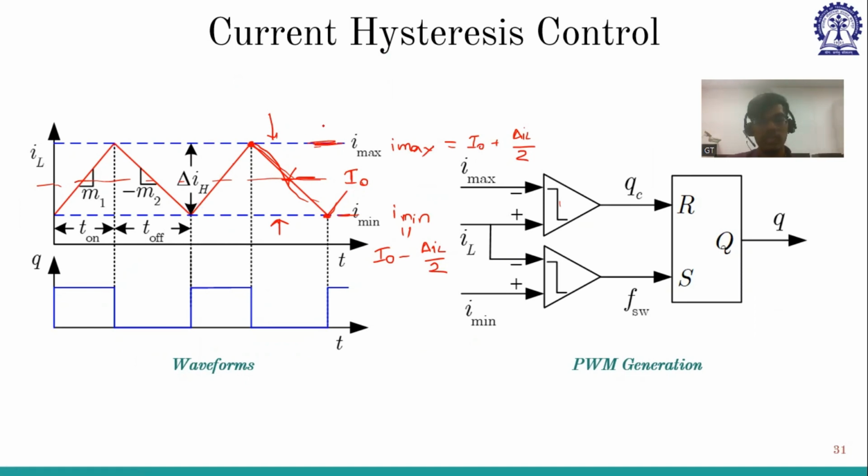Say I naught is 10 amperes, and you want the ripple to be 3 amperes. So Imax I will keep 11.5 amperes, and Imin I will keep 8.5 amperes. So it is up to me. Whatever the value it has to be, I am choosing, and the inductor current will follow accordingly. So delta IL by 2 is again our wish, and we are designing it, and I naught is decided by the load current. It is not in our hands.